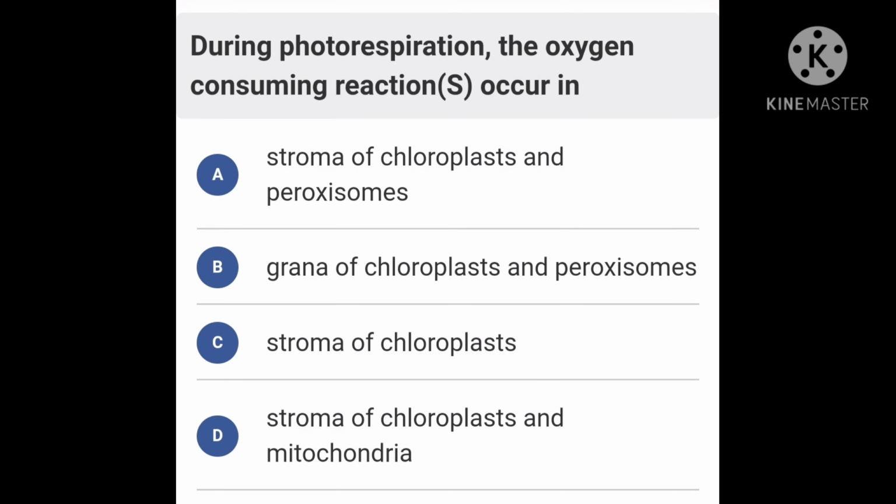Okay, next question. During photorespiration, the oxygen consuming reaction occurs in option A stroma of chloroplast and peroxisomes, option B grana of chloroplast and peroxisomes, option C stroma of chloroplast, option D stroma of chloroplast and mitochondria. Photorespiration is the process that occurs in C3 plants. In this process, peroxisomes, chloroplast and mitochondria take part. The oxygen consuming reactions occur in peroxisomes and stroma of chloroplast, while CO2 releasing reactions occur in mitochondria. And the right option is stroma of chloroplast and peroxisomes. A is the right answer.